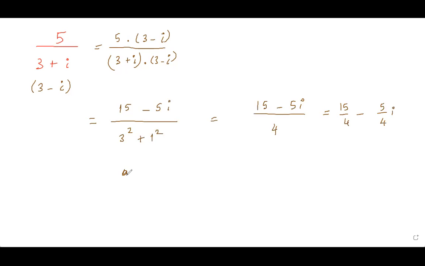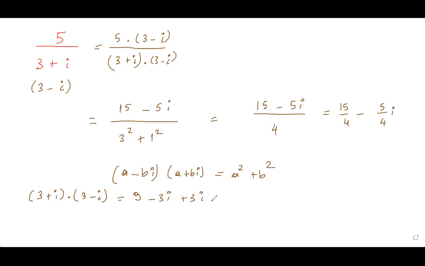Remember, when we have a minus bi times a plus bi, it equals a squared plus b squared. For that reason, I directly wrote it. Otherwise, you should expand it like this, without using the formula. Let me show you here. It will be 3 times 3, 9. 3 times negative i, negative 3i. i times 3, positive 3i. i times negative i, negative i squared. And positive and negative simplify. 9 minus i squared, and i squared means negative 1.